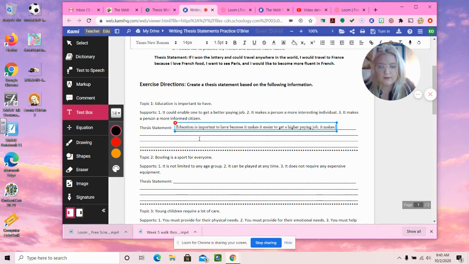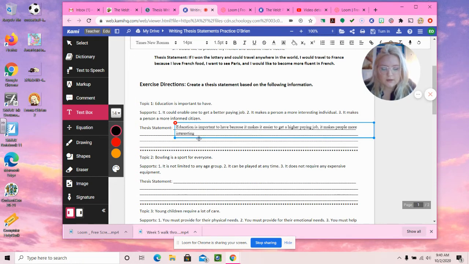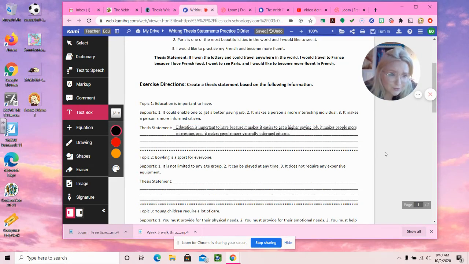So it makes it easier to get a higher paying job. It makes people more interesting. Comma. And this is the last one, so we say and, it makes people more generally informed. We kind of played with it a little bit there, but you see, it's really easy. You just read the supports that you have and try and work them all into one sentence.